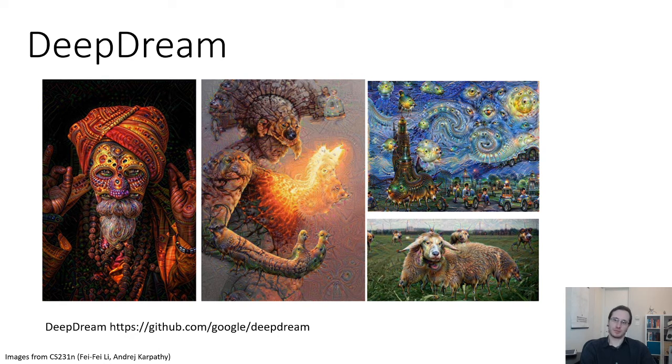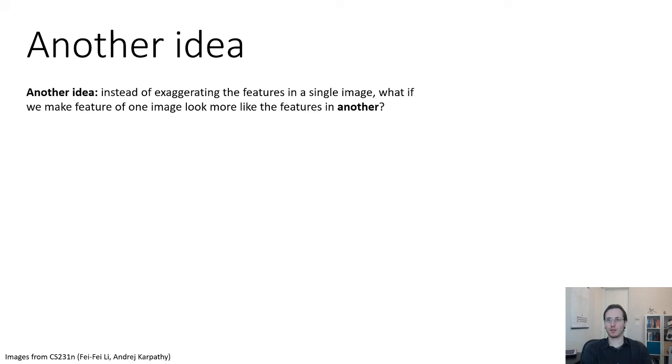Now you could ask at this point, what is this good for? Mostly entertainment, mostly a little bit of artistic license. You can get some crazy images out of ConvNets. But you can actually repurpose some of these ideas to do things that are maybe a little bit more useful, a little bit more pragmatic. So here's another idea that's closely related. Instead of exaggerating the features in a single image, what if we make the features of one image look more like the features in another image?